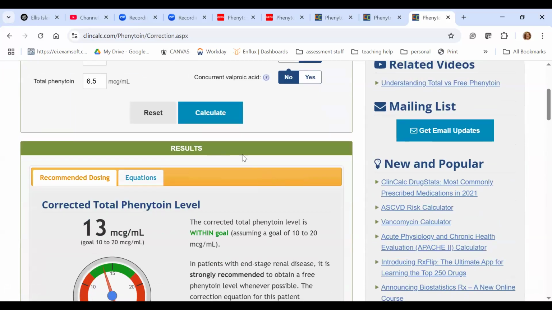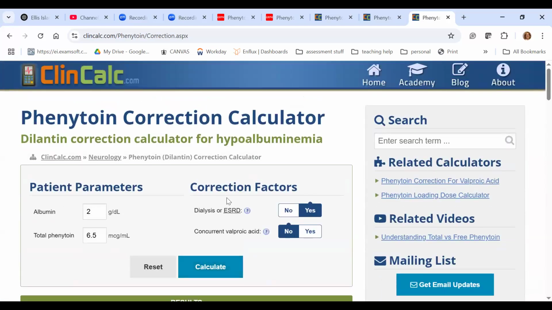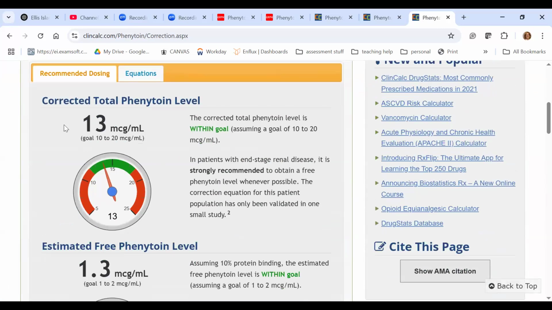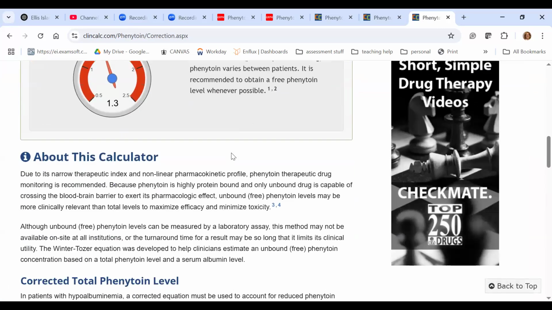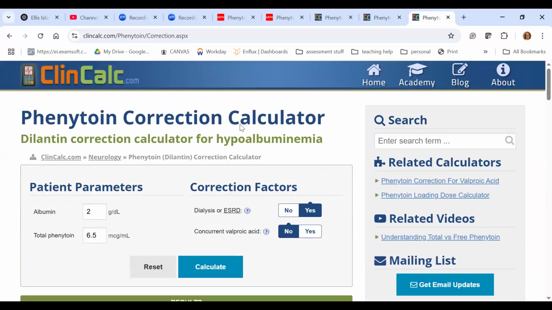I don't have time to go over it today, but so the calculated corrected total phenytoin level is 13 milligrams per liter. So they're well within the therapeutic range. So I would leave it alone. So you can see it's double what the total concentration measures with this type of renal failure and hypoalbuminemia. So isn't this fun that we can do this without doing all that calculating?